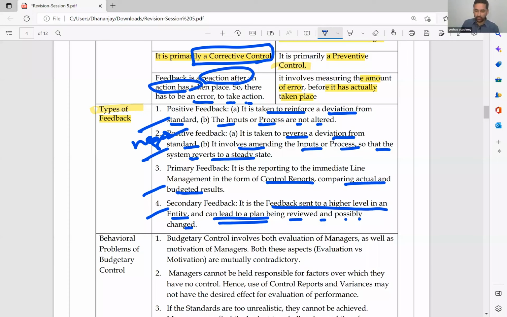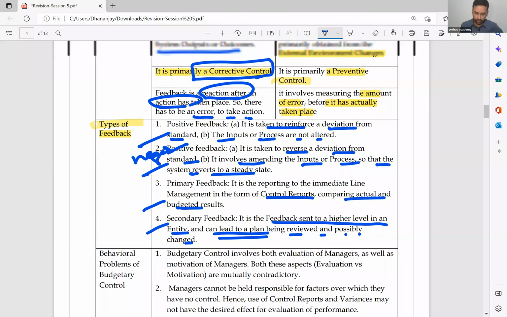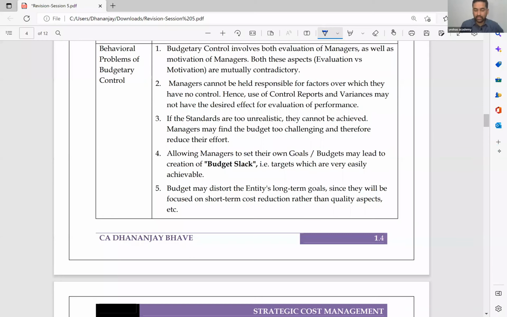All of this, taking feedback, doing feedback control, feed forward control, all of that is easy on paper. But when you have to bring this in, there are a lot of behavioral challenges, behavioral problems. Number one, budgetary control involves both evaluation of managers as well as motivation of managers. Both these aspects, evaluation versus motivation, are mutually contradictory. Many times you want managers to perform better and managers want you to remunerate them well. You means management. Manager here means the operation heads.